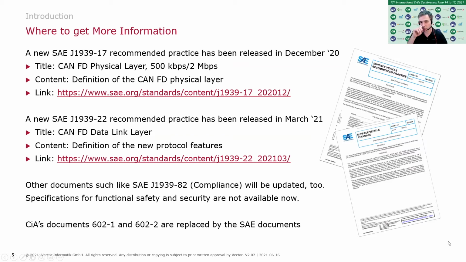So the physical layer related parts are summarized in the J1939-17 document. This has been released last December. And then this year, we have put all the communication protocols, so let's say the data link layer related stuff, into a new document that is called J1939-22. This has been released this year in March. And right after this session, you can go to SAE, download those, and start reading, walk through the documents, and maybe start doing your implementation if you are that attracted by these papers.